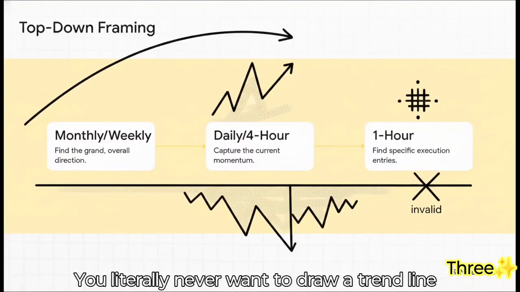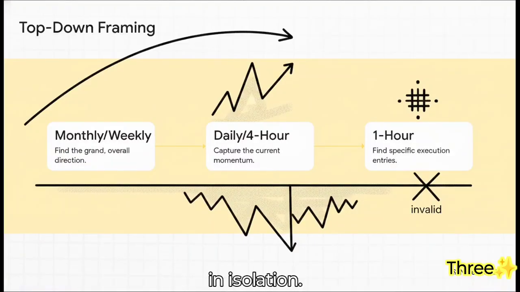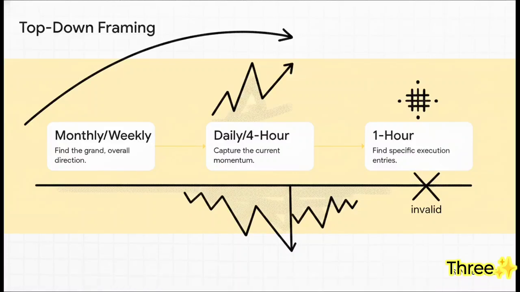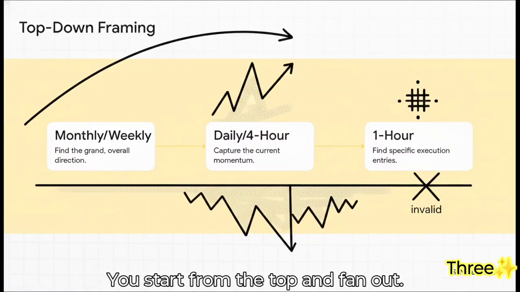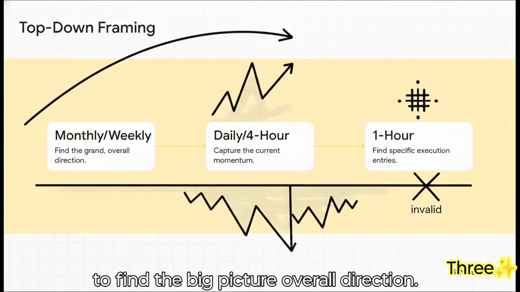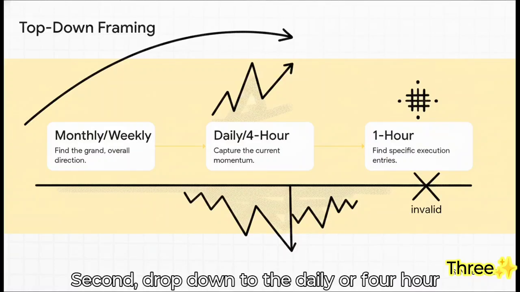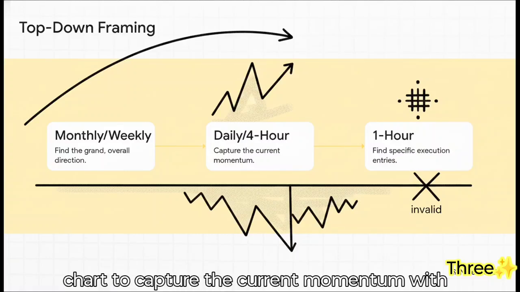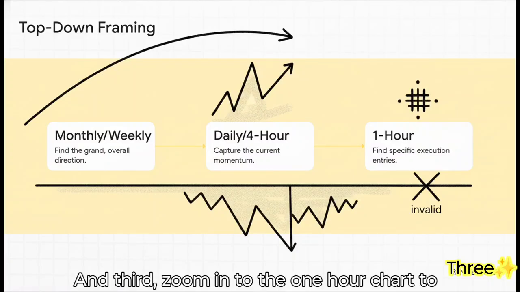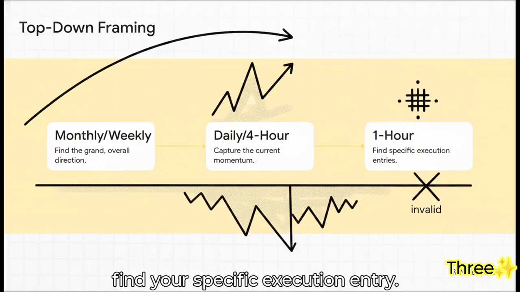All right, section 4, top-down analysis. You literally never want to draw a trend line in isolation. Professionals always frame the context of their trades across multiple time horizons to ensure the wind is at their back. You start from the top and fan out. First, look at the monthly and weekly charts to find the big picture overall direction. Second, drop down to the daily or 4-hour chart to capture the current momentum with steeper lines.